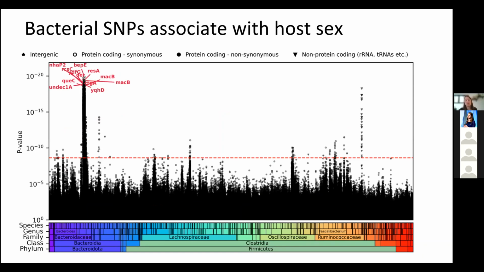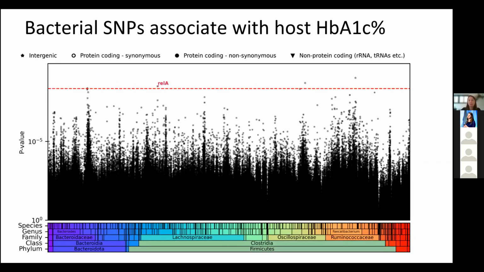These are the associations between bacterial SNPs and host sex. And then the associations with host hemoglobin A1c, where we find the smallest number of associations, although this was a cohort of healthy participants without diabetes, and the range of hemoglobin A1c here wasn't very large to begin with.